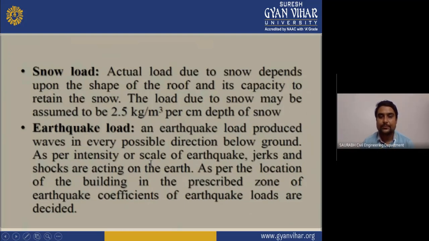Earthquake load. Now come to the earthquake load. Earthquake produces waves in every possible direction below the ground. As per the intensity or scale of the earthquake, jerks and shocks act on the earth. As per the location of the building in the prescribed zone of earthquake, the coefficient of earthquake load is decided.